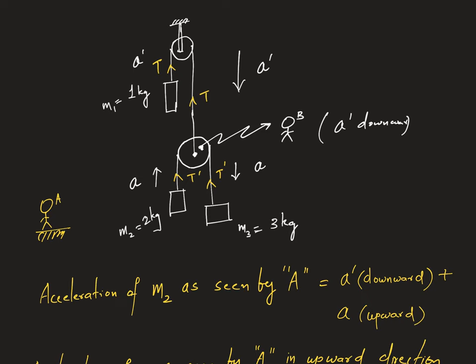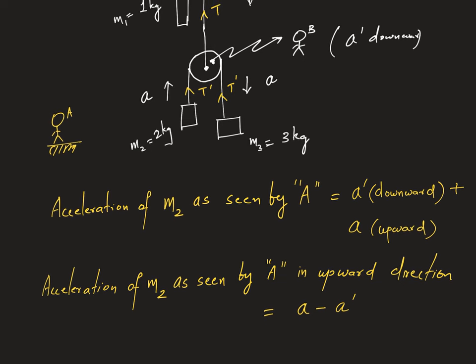Acceleration of M2 as seen by A. So first, what is the acceleration of this fellow? It is A prime downward. Then with respect to this fellow, this mass is moving upwards with an acceleration A. That means, now let us be more specific about the direction also.